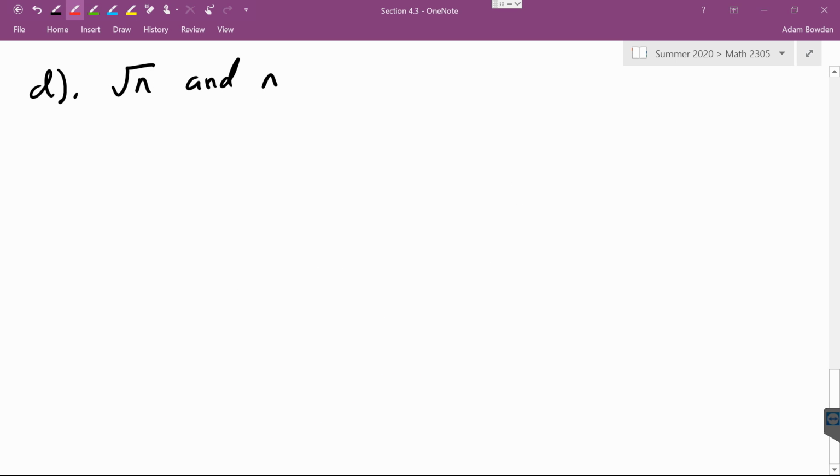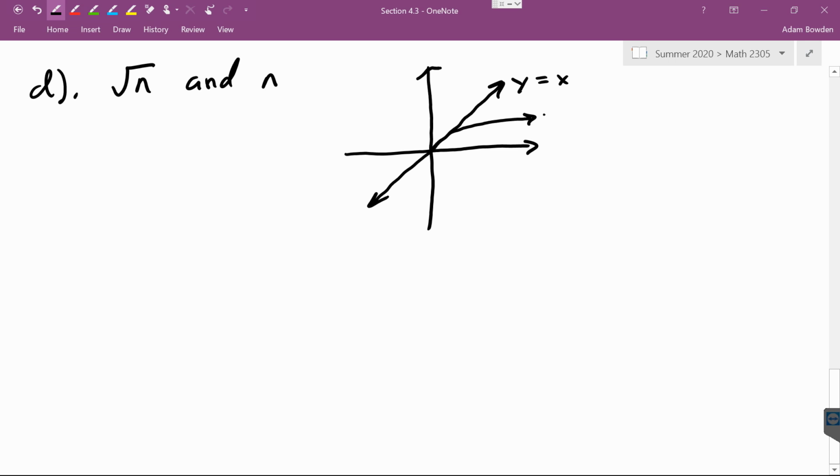So here we're going to look at the square root of n and n. And if we just jump into a quick sketch of the functions related to these, if we had just, for instance, y equals x, it would look like that. And then we'd have square root function, which looks something like this. And there aren't many places where they're close to each other in value.